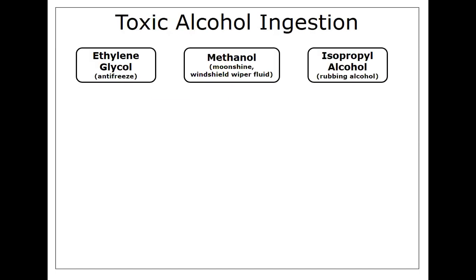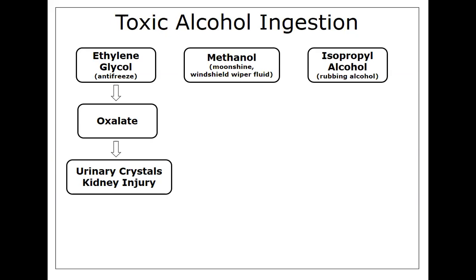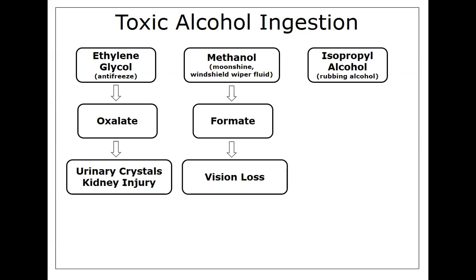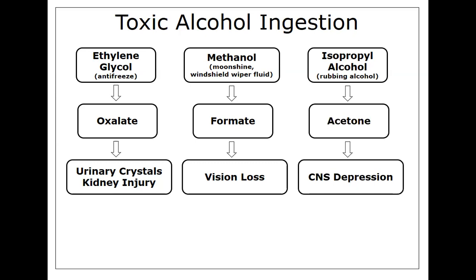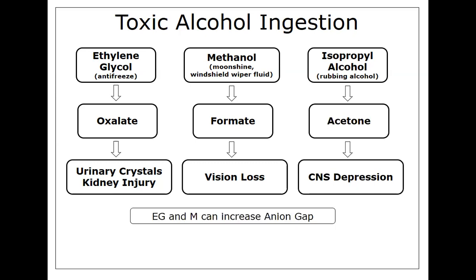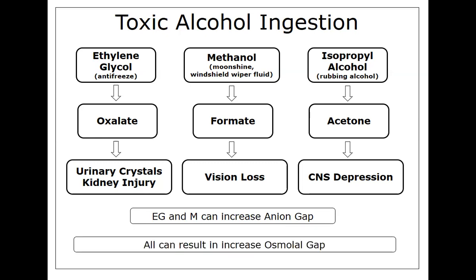So going back to our toxic alcohol ingestions, we mentioned how ethylene glycol, which is antifreeze, and methanol can cause an anion gap acidosis. Ethylene glycol breaks down into oxalic acid, that's the unmeasured anion, and it can lead to those calcium oxalate crystals in the urine and renal failure. Methanol, which is moonshine or windshield washer fluid, breaks down into formic acid, that's your unmeasured anion, and it can lead to vision loss. We had one of these in the unit a couple of years ago. And then isopropyl alcohol breaks down to acetone and can cause CNS depression. Ethylene glycol and methanol can increase the anion gap, and all three can increase the osmolar gap.